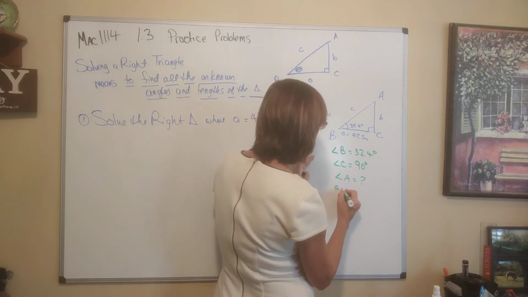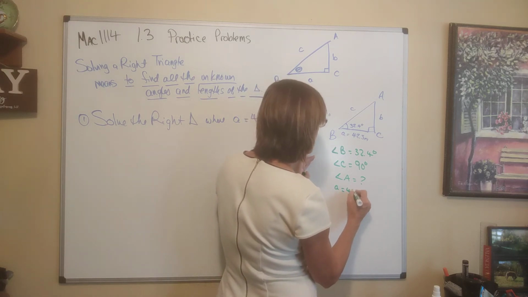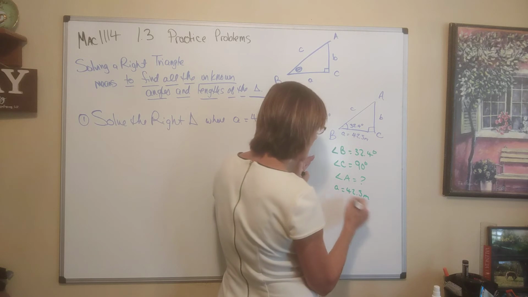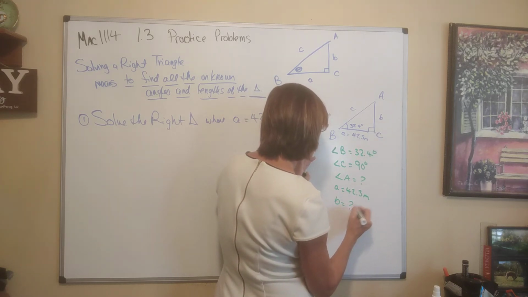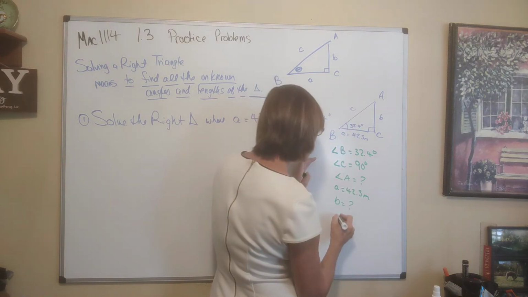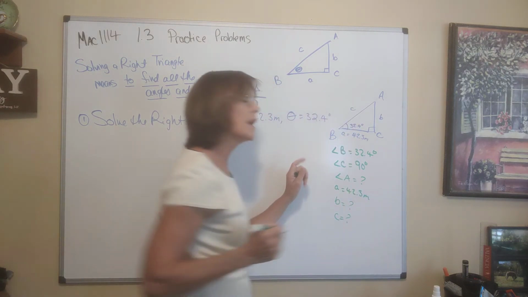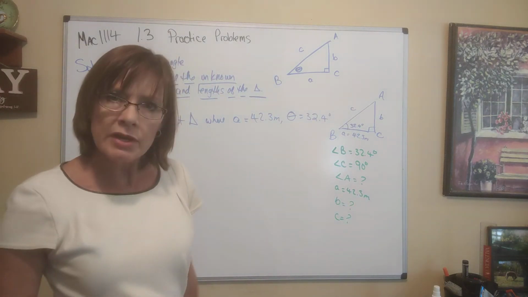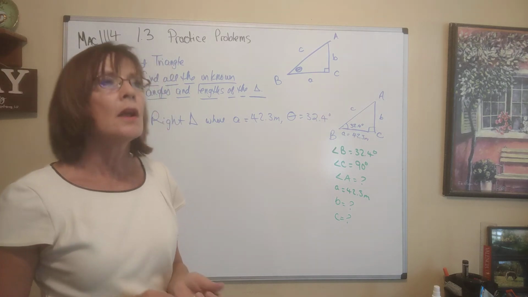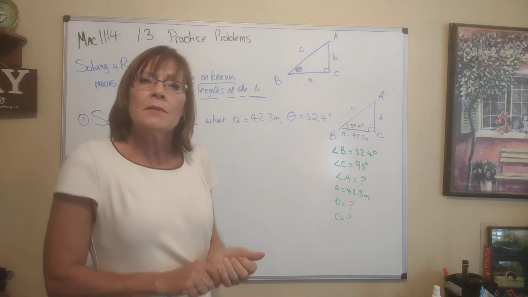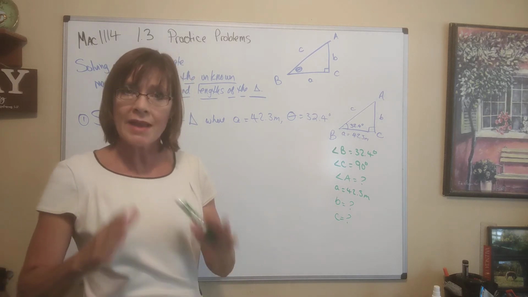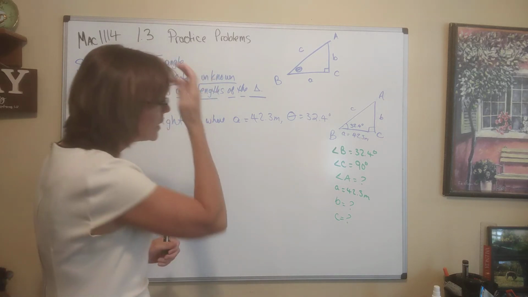Little a is equal to 42.3 meters. They gave us that. Do we know what little b is? No, we don't. Do we know what c is? No, we don't. We have to go figure that out. So we're going to use trig functions to figure this out. You can use the Pythagorean theorem at some points, but I'm going to stick with trig functions because I want us to practice that. So here we go.